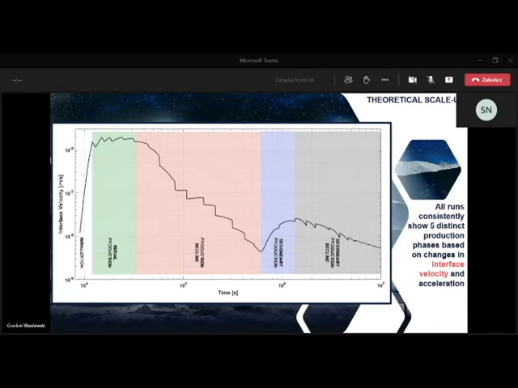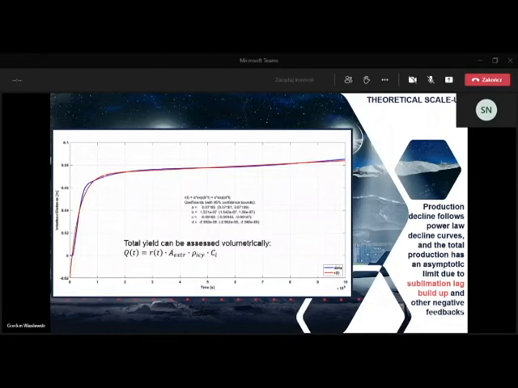One of the most important findings in my research is the distinction of five production phases based on changes in interface velocity and acceleration of the interface, so the sublimation front. We have a global maximum of production during initial production, then a large decline to a local minimum, then another increase to a local maximum, and then a decline that eventually leads to virtually zero production. Those decline curves follow a parallel decline, while the total production has an asymptotic limit, all of which is mainly due to the sublimation lag buildup. Just a couple of centimeters of desiccated regolith is enough to stop production, because the lag has very poor thermal conductivity, very poor thermal properties, and acts as a thermal insulator.